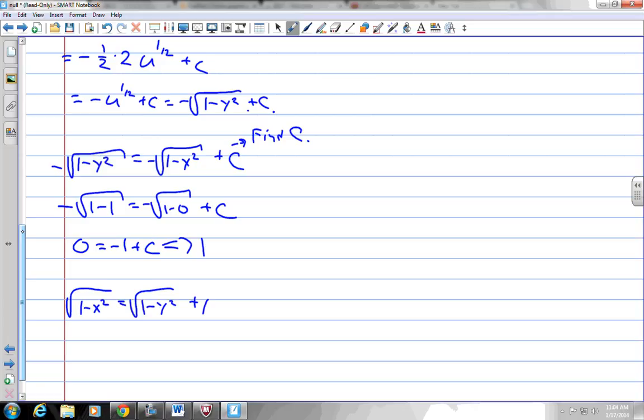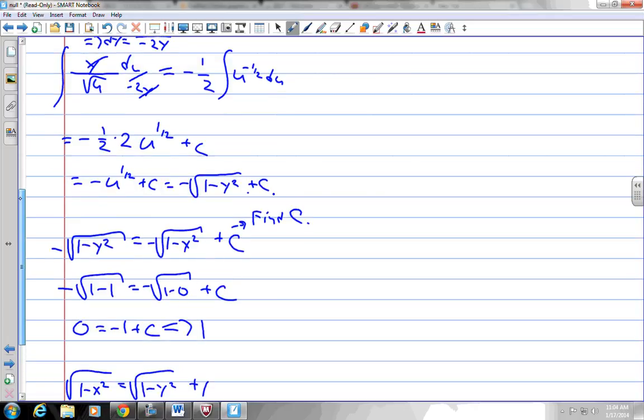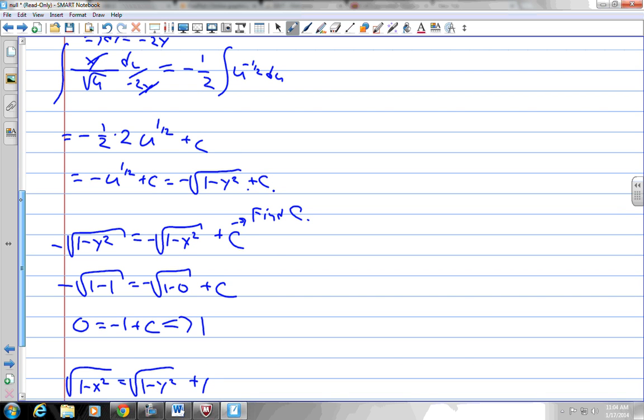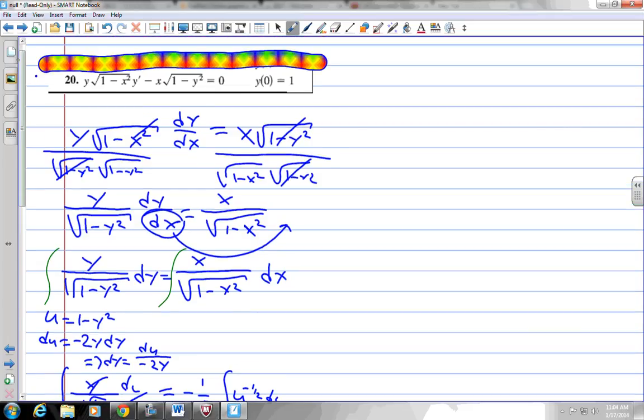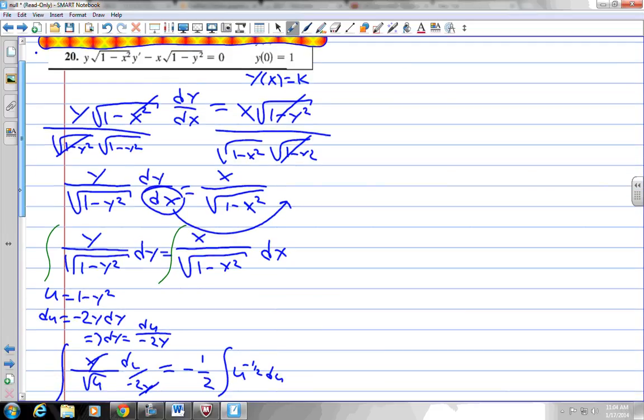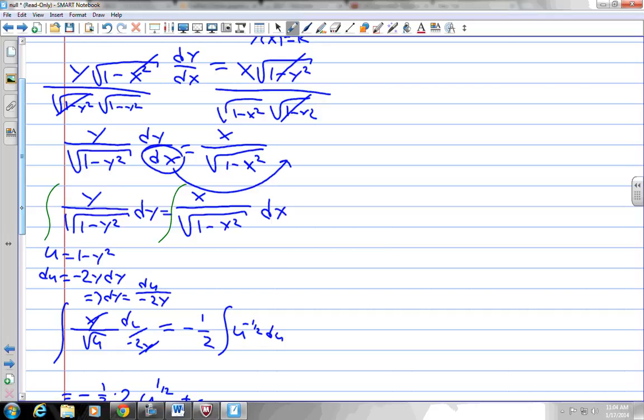Any questions on this? Right, so this is in a notation, this is y of x equals some constant. So x is 0 and y is 1. Other questions there?